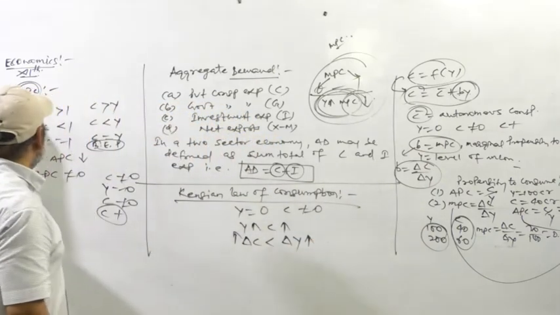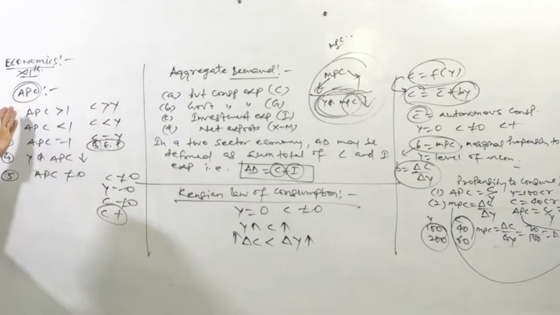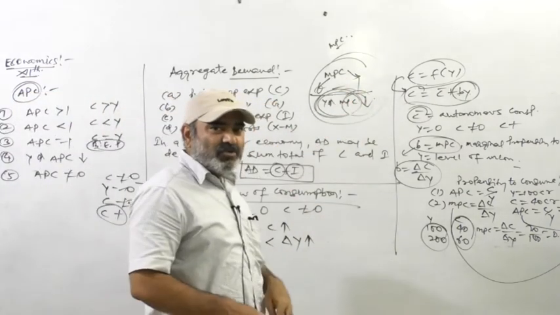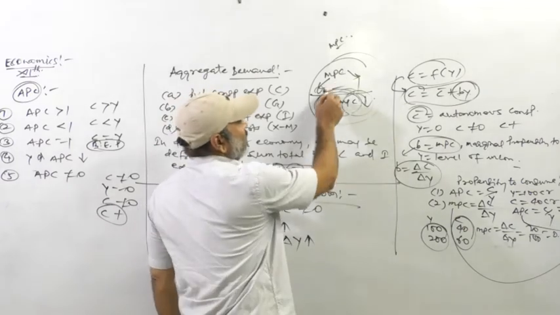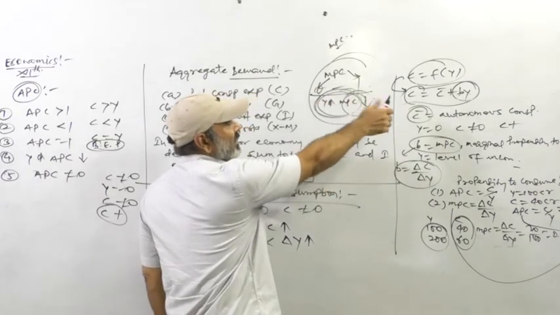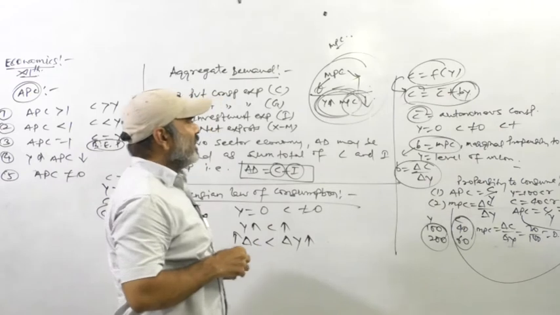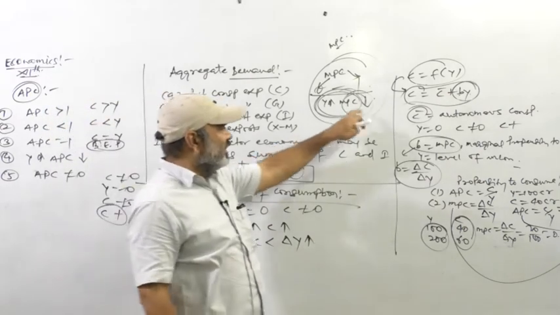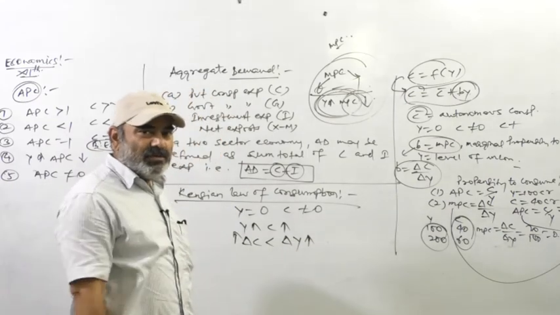And as far as the APC features are concerned, you can see there are 5 features of APC, and MPC के 2 feature मैंने आपको बताए. क्या? The value of MPC keeps ranging between 0 and 1, and MPC in case of richer communities, it has been seen that MPC is less as compared to those of poor economies.